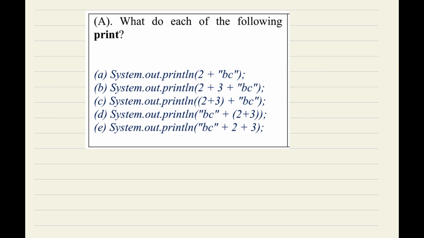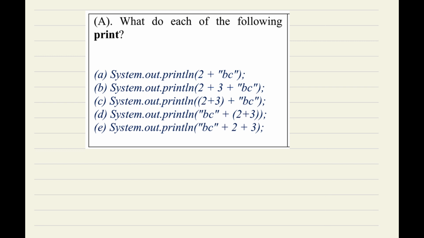Here you can see System.out.println 2 plus "bc", and 2 is an integer because we know that if we write a number, specifically a whole number, then by default that is an integer in Java. And bc is written inside double quote. Anything that is written inside double quote is a string literal in Java. So this is integer, this is string, and this is the addition operator or plus symbol.